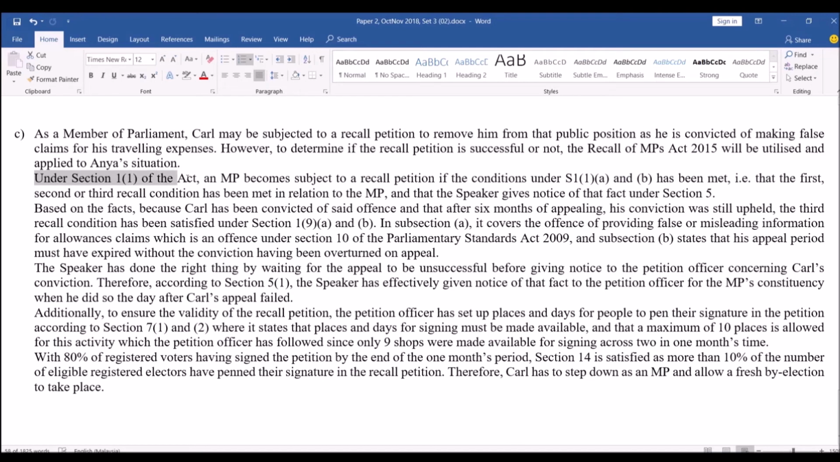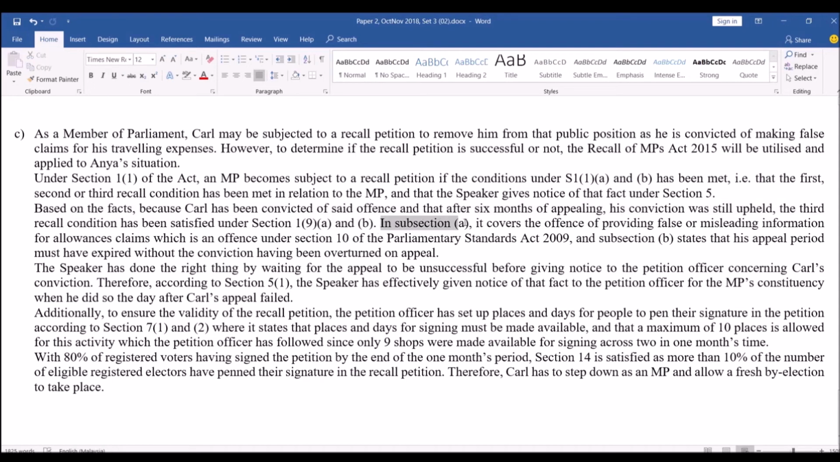Under Section 1 sub 1 of the Act, an MP becomes subject to a recall petition if the conditions under Section 1 sub 1 sub A and B have been met, meaning that the first, second, or third recall condition has been met in relation to the MP, and that the speaker gives notice of the fact under section 5. Next, based on the facts, because Carl has been convicted of said offence and after 6 months of appealing, his conviction was still upheld, the third recall condition has been satisfied under section 1 sub 9 sub A and B.